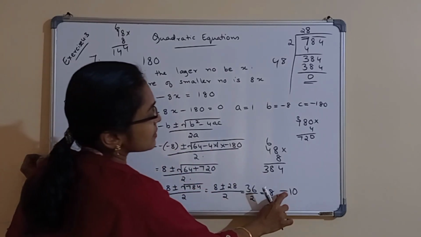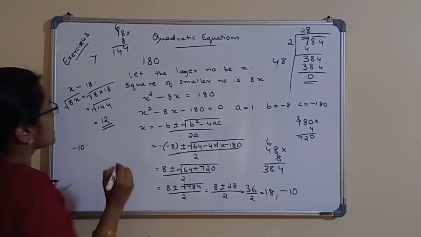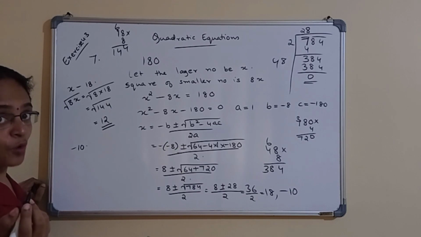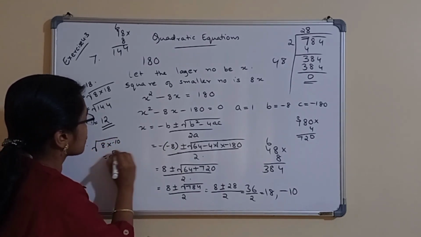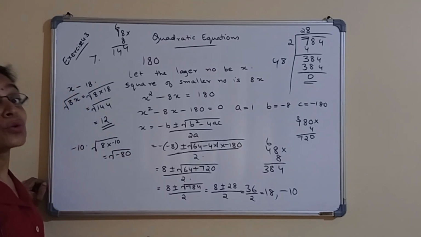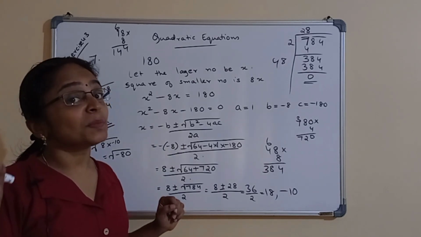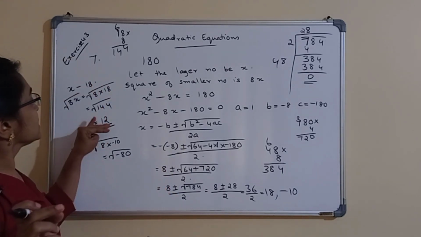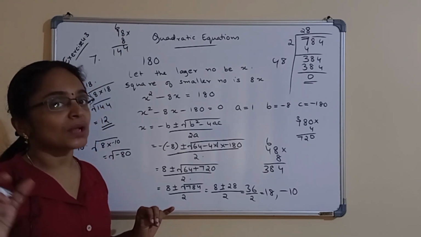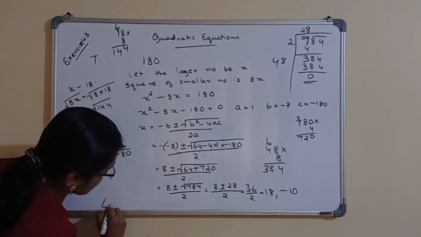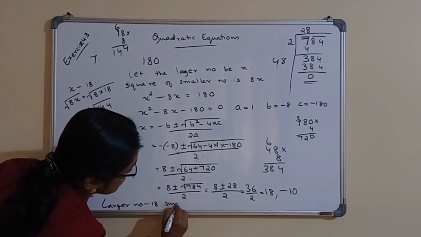And if we take the larger number as minus 10, what will be the square root of the smaller number? It will be root of 8 into minus 10, which is equal to root of minus 80. So root of minus 80 we cannot find as a real number. We can find it, but it will be a complex number. So this is the answer: the larger number is 18 and the smaller number is 12.